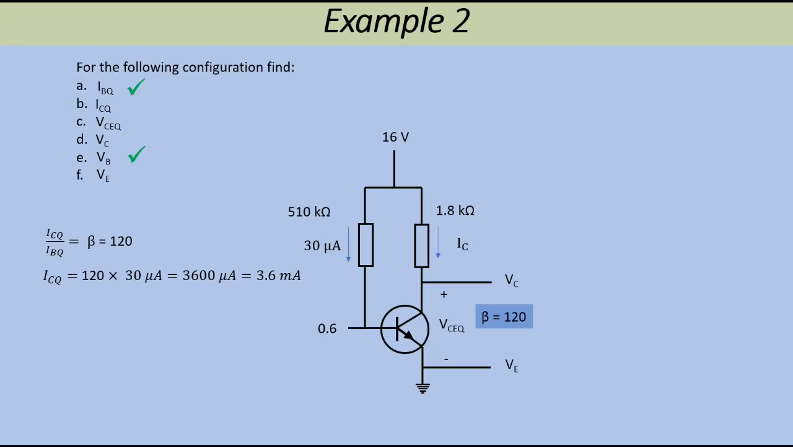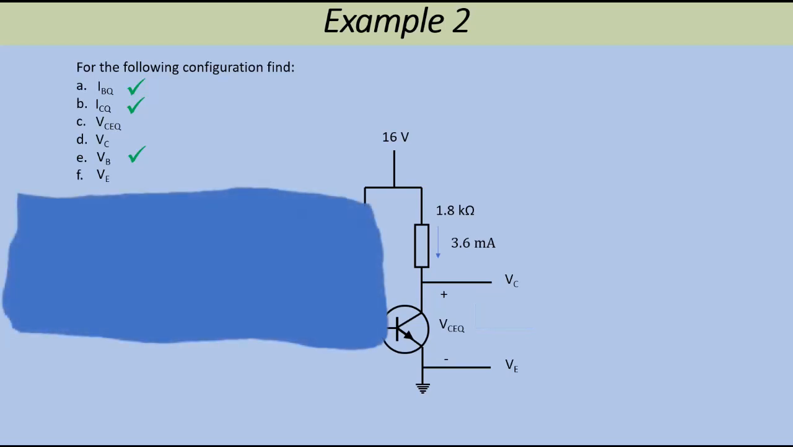That gives 3,600 microamps, which I've changed to milliamps, 3.6 milliamps. So the collector current is 3.6 milliamps. So that completes part B. You notice with some of these questions, you don't have to answer them in the order in which they're listed. So you can go straight to any part of the question. As long as you get them all done, it doesn't really matter.